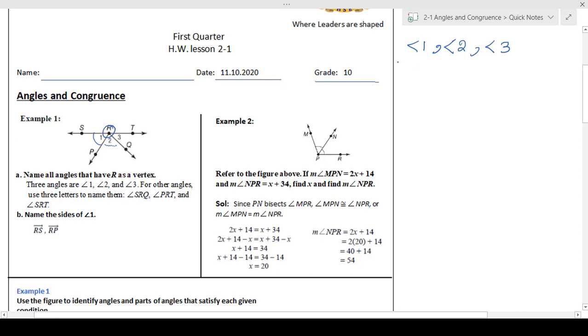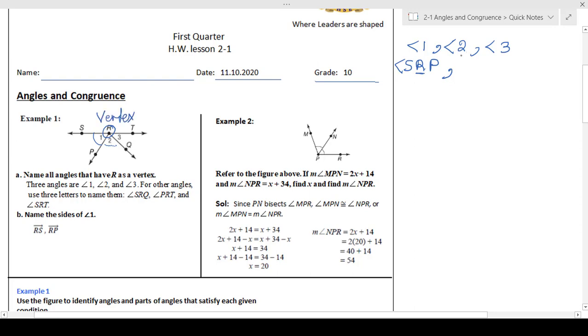And I can still call them by letters. I can call them angle 1, which is S, the vertex is in the middle always, R, and then P. This is angle 1. It can be PRS, okay? But R must be in the middle. R is the vertex. The vertex must be the middle letter.